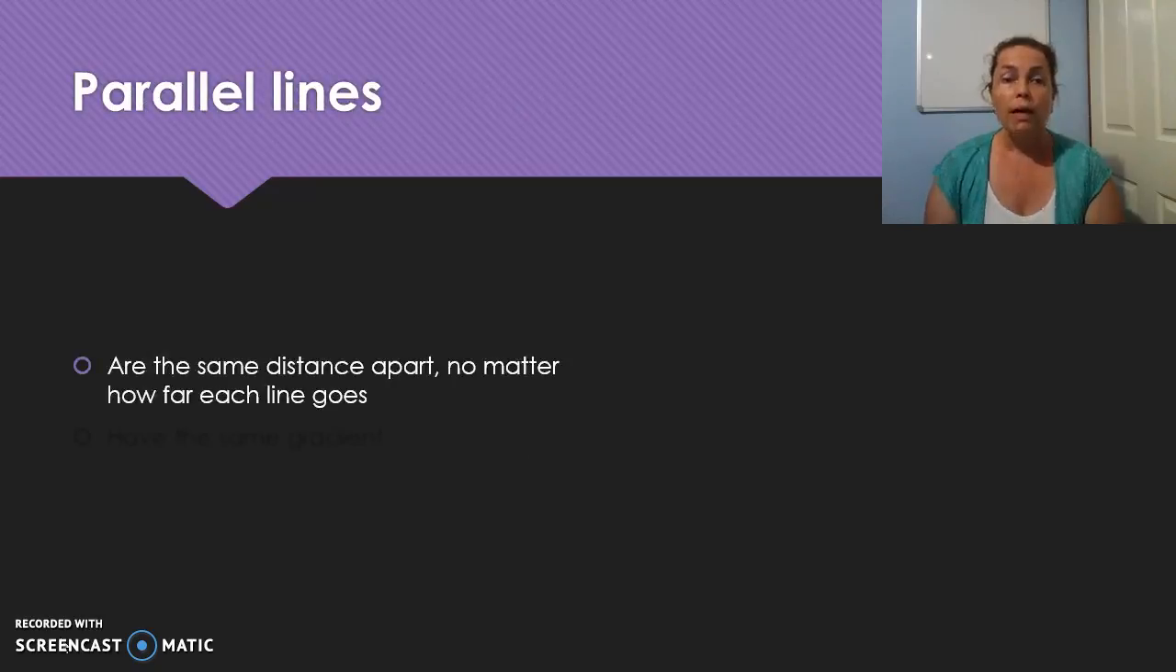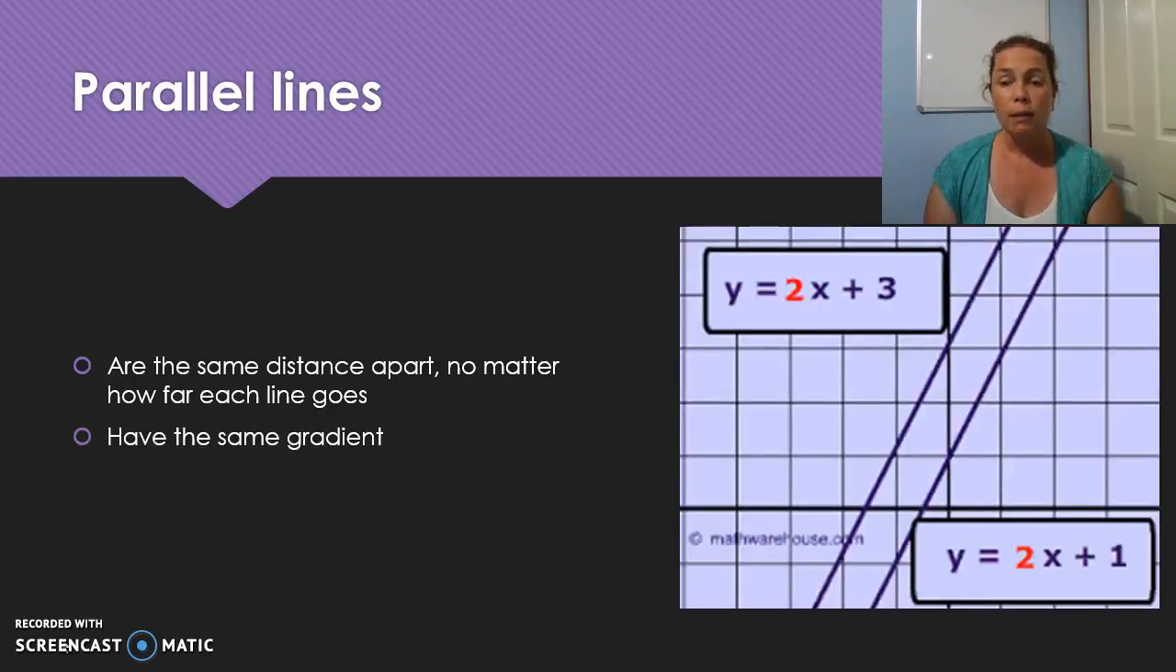Parallel lines are the same distance apart no matter how far each line goes. The thing you need to know about parallel lines is that they will have the same gradient. So here's an example for you. We have y equals 2x plus 3. And if we were just to slide that down the graph, you can see that we've then got y equals 2x plus 1. The only difference between these lines is where they actually cross over the y-axis. So the gradients are the same, therefore they must be parallel.